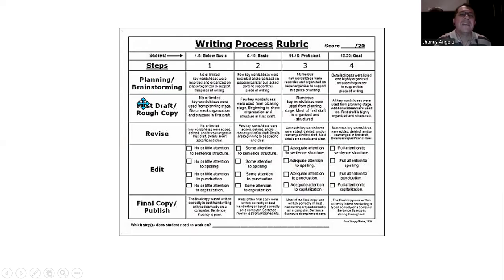There are 1, 2, 3, 4, 5 criteria. But look at this one: planning and brainstorming, first draft, rough copy, revise, edit, final copy, and publish. Those are criteria to evaluate what kind of skill. Tell me, what kind of skill are you evaluating through those kinds of criteria? Planning, brainstorming, first draft, rough copy, and so on. What kind of skill of English are you evaluating in this activity?